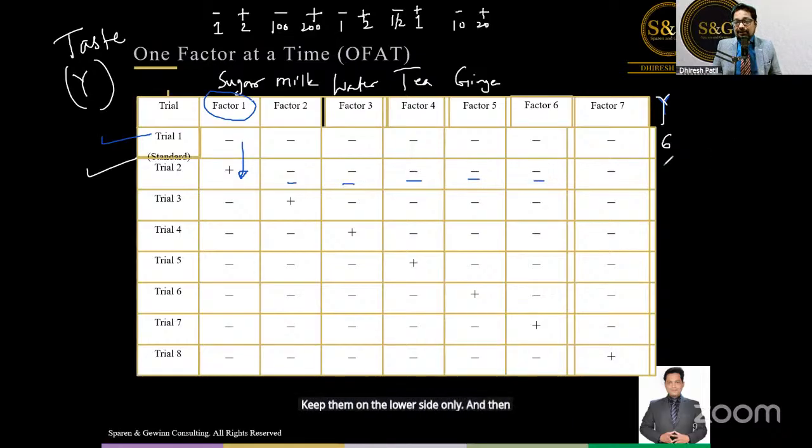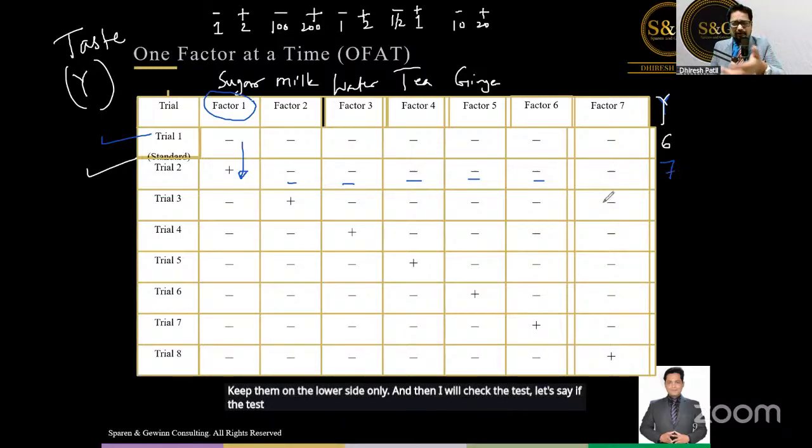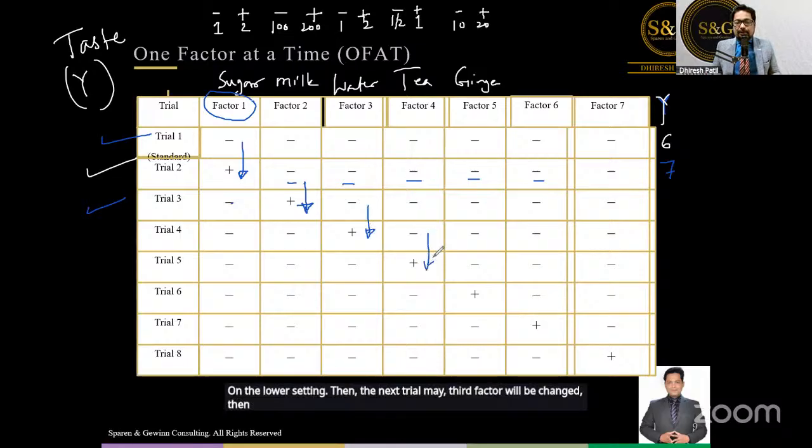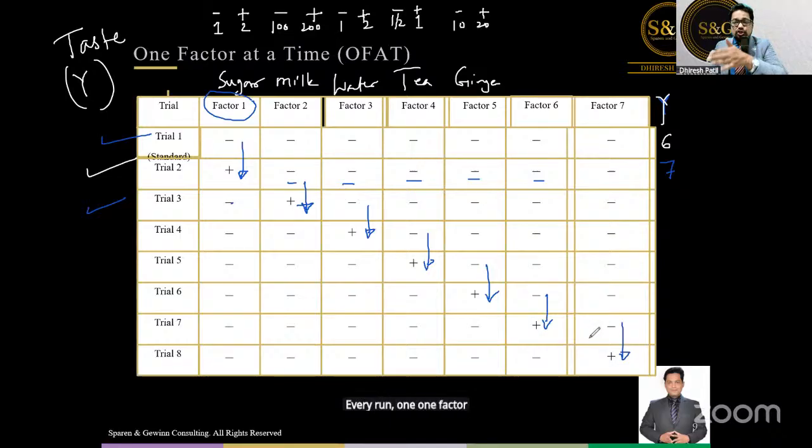And then I will check the taste. Let's say if the taste increases or decreases, whatever it is, the result. The third trial, I will make the first factor again back to the lower, and I will change the second factor now. Remaining factors will be on the lower setting. Then in the next trial the third factor will be changed, then the fourth factor, then the fifth factor, then the sixth factor, and so on and so forth. Every run, one factor will be changing its own level. And this is called one factor at a time.